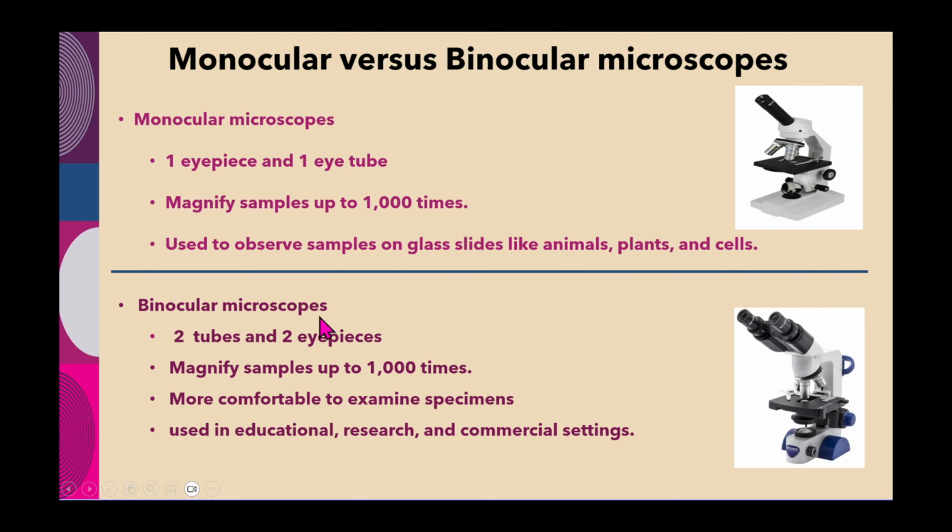What is a binocular microscope? In the case of a binocular microscope, we have two tubes and two eyepieces. This is the binocular microscope. It has two eyepieces and two tubes. It also magnifies samples up to 1000 times, because in the case of simple monocular and simple binocular microscope, the magnification power is 1000 times. It is more comfortable to examine a specimen, because with two eyepieces we can keep both eyes open. It is used in educational, research, and commercial settings. However, the monocular microscope is mostly used in schools for small work, you can say.